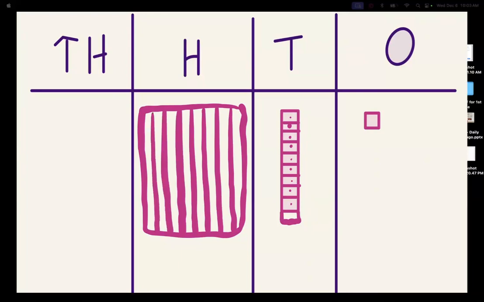Okay, that's not 10. Let me see. 1, 2, 3, 4, 5, 6, 7, 8, 9, and then 10. So it has to be 10 sticks in a hundreds block. Okay.